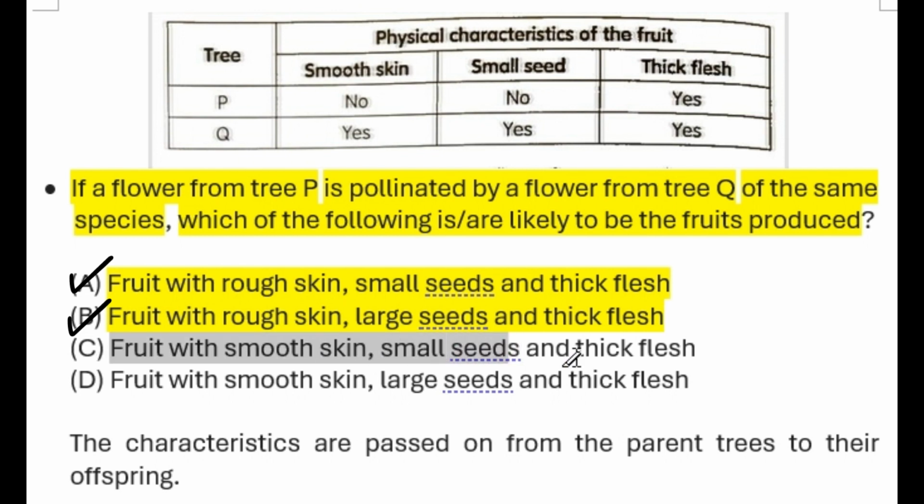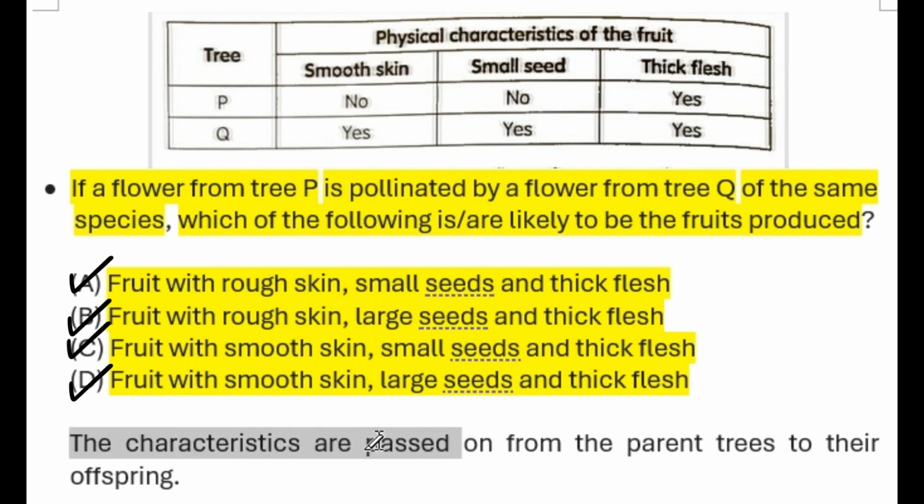C. Fruit with smooth skin, small seeds, and thick flesh. D. Fruit with smooth skin, large seeds, and thick flesh. The characteristics are passed on from the parent trees to their offspring.